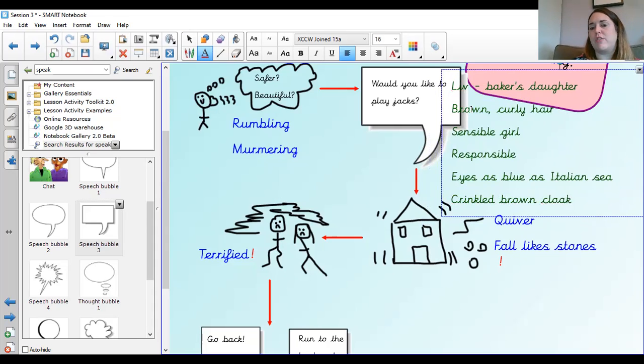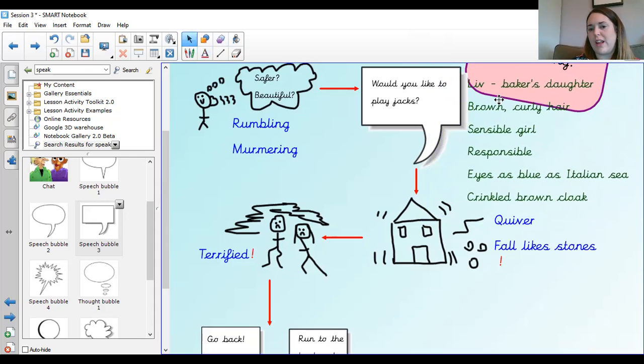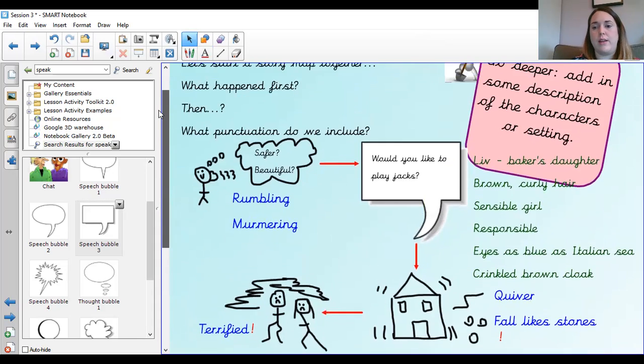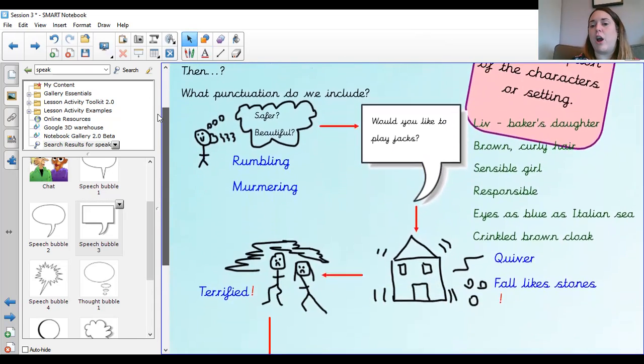Okay, that's my character description for Liv. We don't need loads and loads of detail. Just have a think about how you might describe those characters if you were telling the story. So that's the detail I would add in.